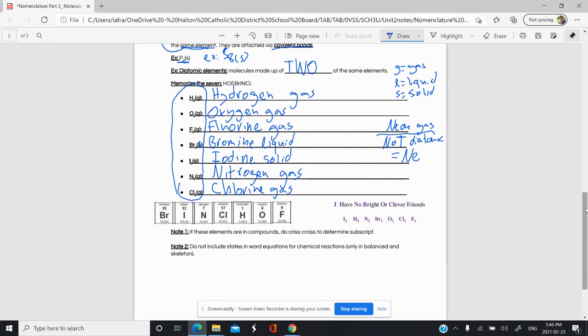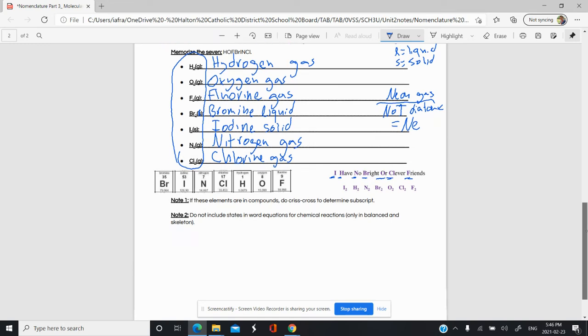You can remember it by thinking Brinkelhoff or Hofbrinkel. This is a bit mean, but you could say I have no bright or clever friends. So I for iodine, H for hydrogen, N for nitrogen, Br for bromine, O for oxygen, Cl for chlorine, and F for fluorine.